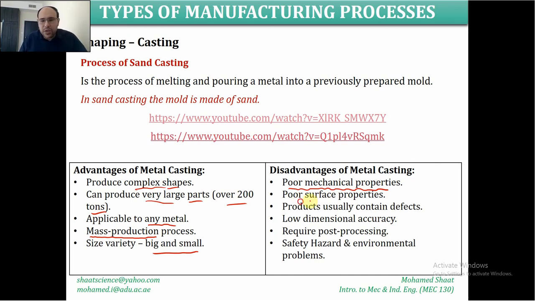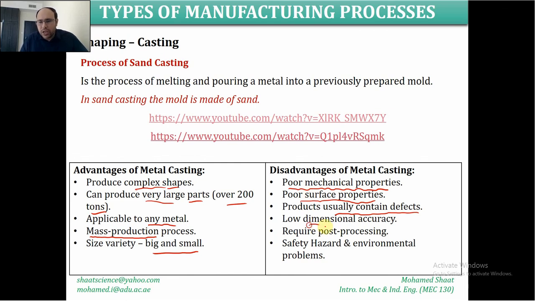In many cases, it badly affects the surface properties as well. There are poor surface properties. Products usually contain defects. As we mentioned, we have to do lots of things after the casting, because once we get the product from the sand, especially in sand casting, it comes very rough. It has dirt, it has defects, it has cavities over the surface. All of these defects are a serious problem and one of the limitations of the metal casting process.